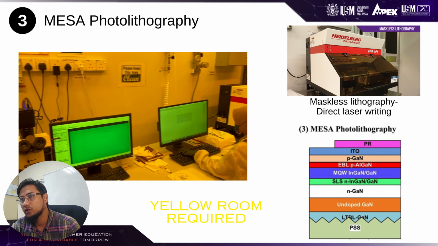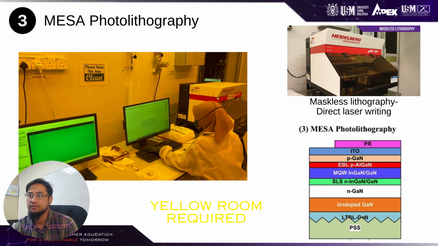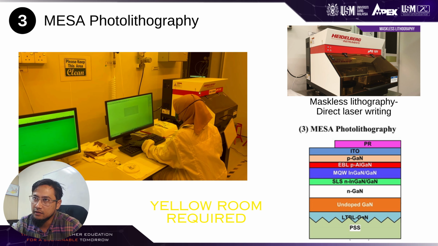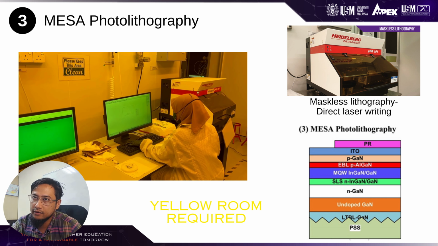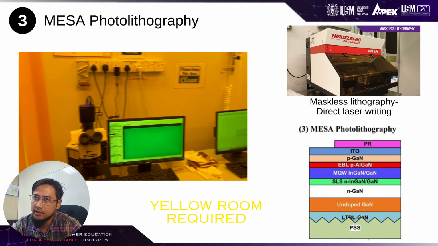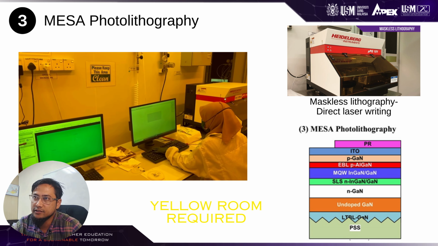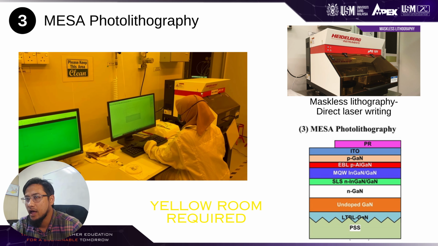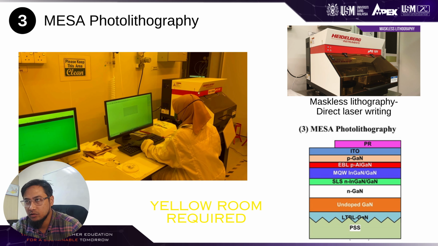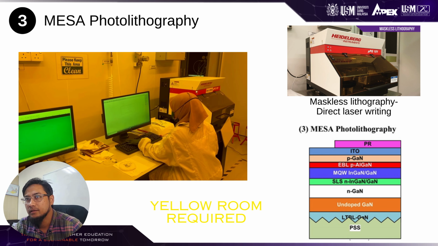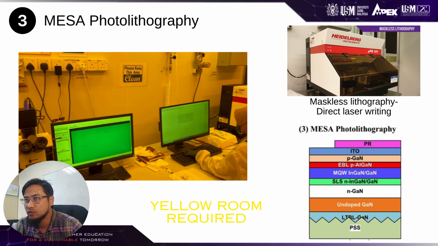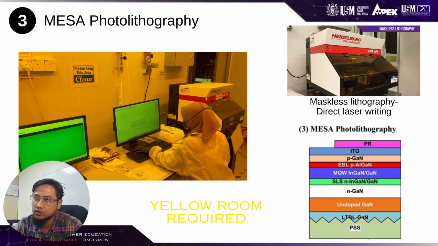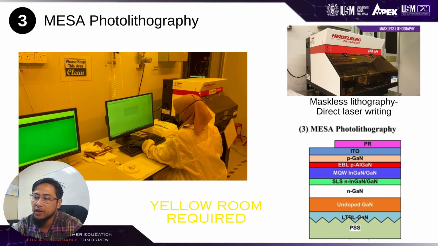Then the next stage is to create a mesa or top hat structure on our sample using the photolithography process. This is done inside a room that only has yellow light, because the writing process using light is very sensitive towards blue and UV light. And we use equipment called maskless lithography to do the writing. After the process, this is how our sample will look, right? So we have now added a pattern using a photoresist or PR layer.